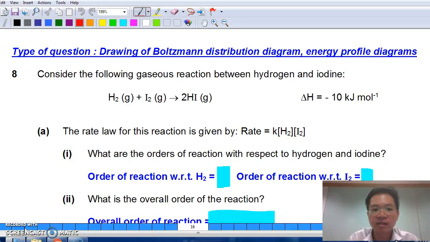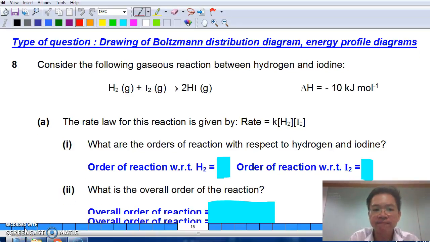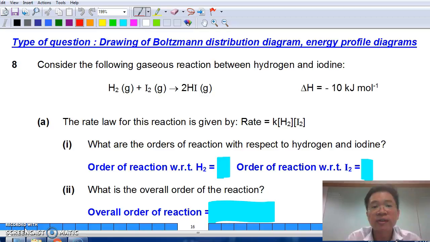Okay, this is Kinetics tutorial question 8. The focus of this question is on the effect of temperature and catalyst on the rate of reaction, especially the use of a Boltzmann distribution curve. We look at this reaction here, H2 + I2 giving you HI.